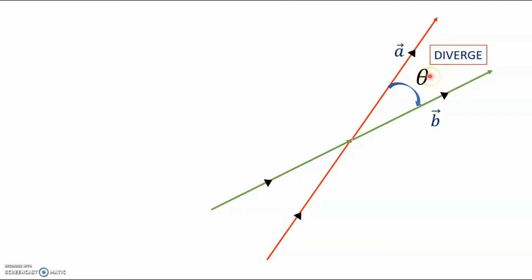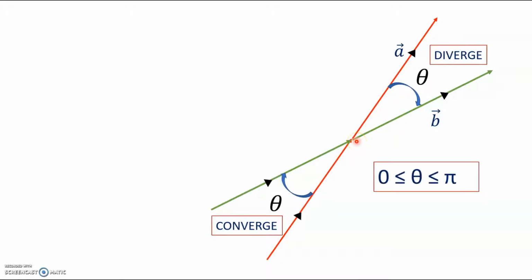So the angle theta at the point where they both diverge is the angle between the two vectors, and yes, the angle at the point where they both converge will be the same as the angle where they diverge. So the angle between the two vectors is either taken from the point at which they both converge or from the point at which they both diverge. So let's look at some examples, and also let's note that the angle between the two vectors can be from 0 to pi.